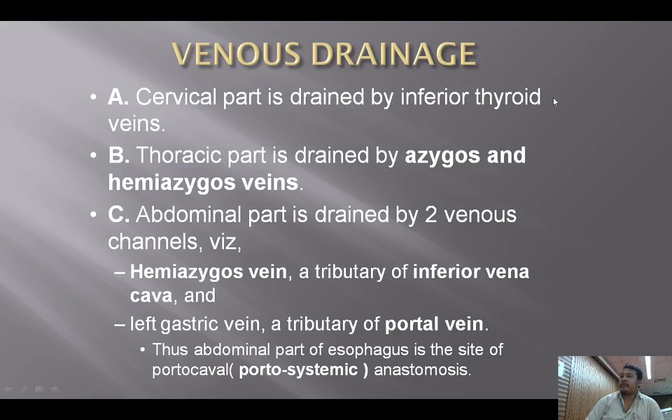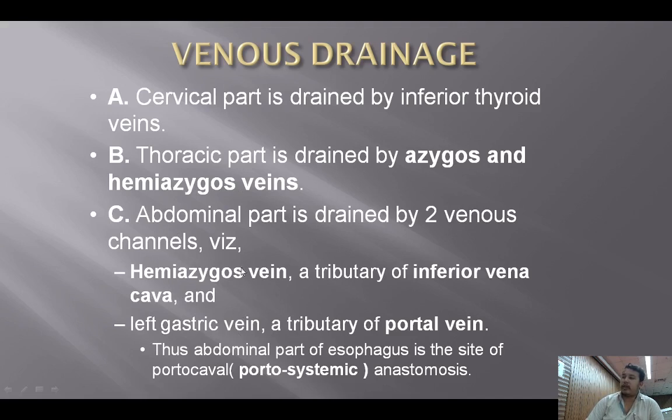Veins again similarly, inferior thyroid vein. In the thoracic part, azygos and the hemiazygos vein. And in the abdominal part, left gastric vein also comes into play. Now, in the abdominal part, the last part, a small part is drained by the hemiazygos vein and another part is drained by the left gastric vein.